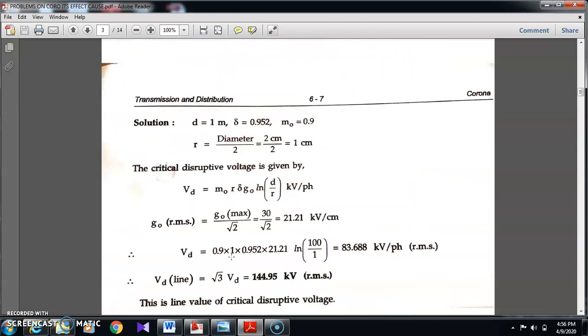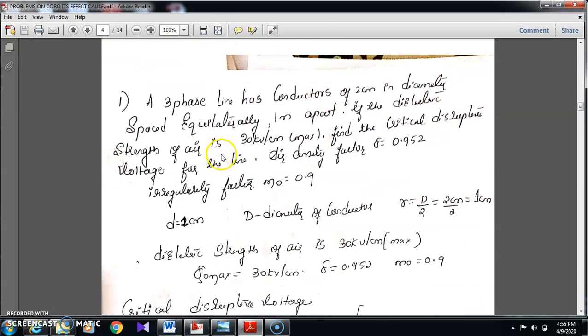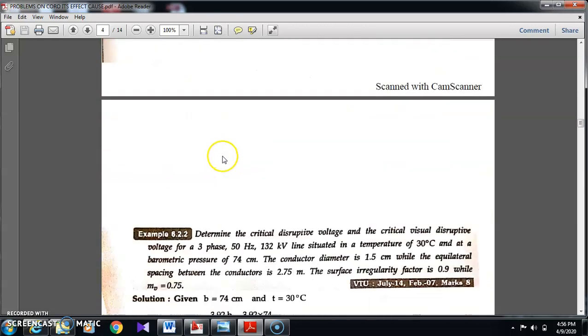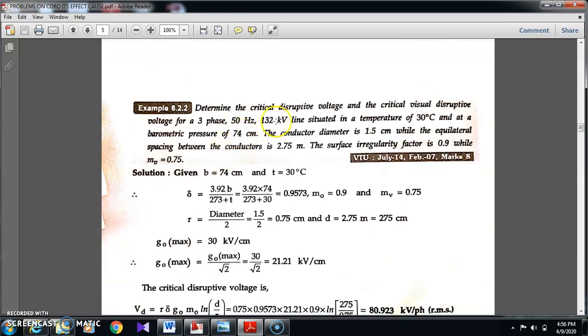This is the book problem; just compare and do it. This is the solved problem as I have done. In this problem it's the same, but here you have to specify two voltages: the critical disruptive voltage and the critical visible disruptive voltage.